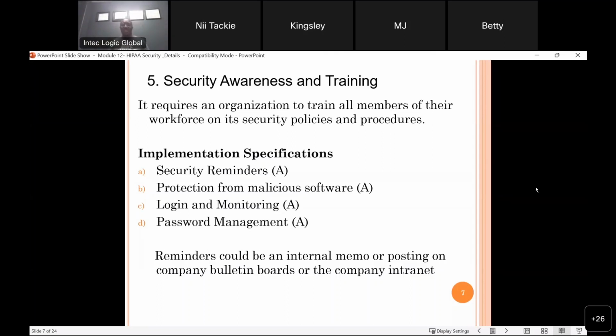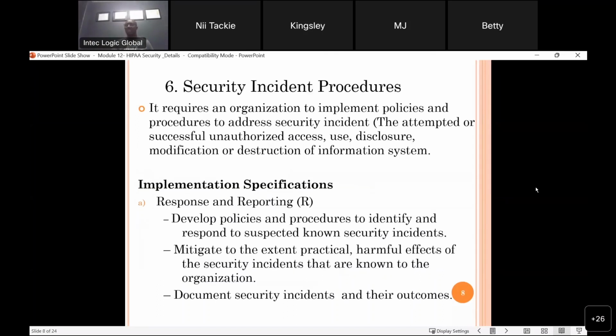So reminders could be an internal memo or postings on the company bulletin board or the company's intranet. Send reminders, security awareness and training. Let people constantly be aware of security issues pertaining to PHI.